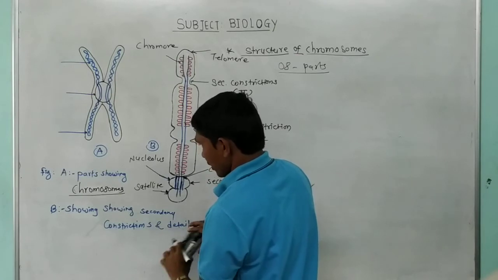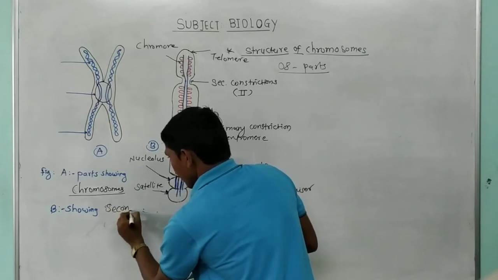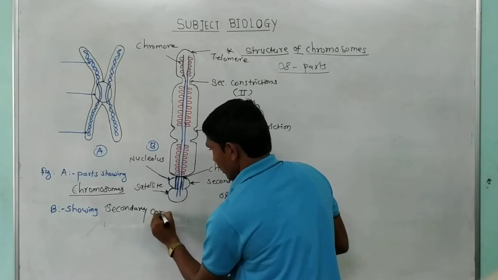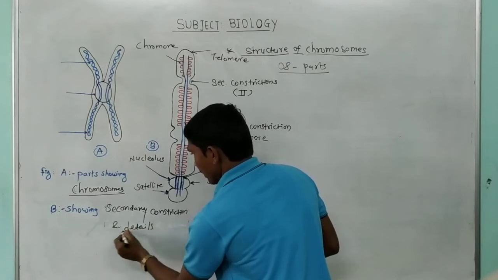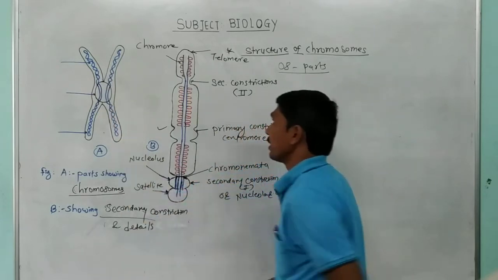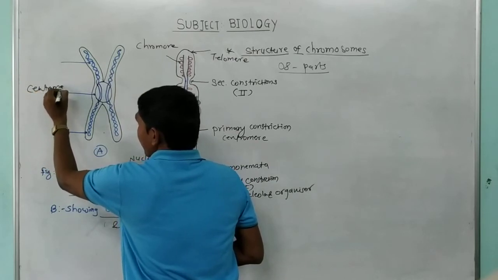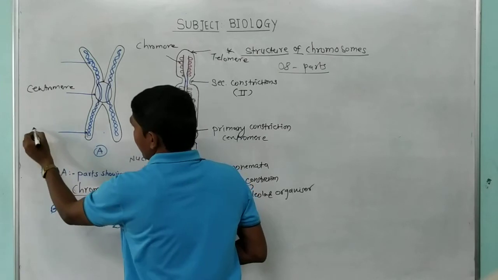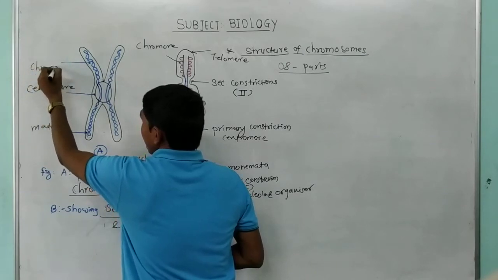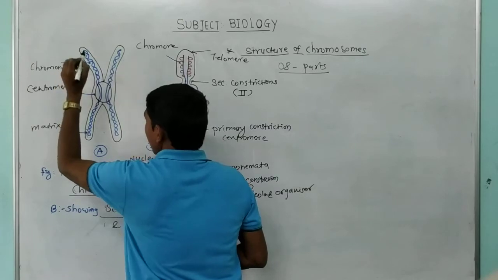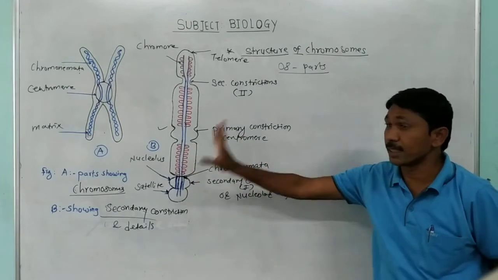Part A shows the chromosome, and part B shows the secondary constriction in detail. Here we are also labeling A: the centromere, the matrix, and the chromonemata.